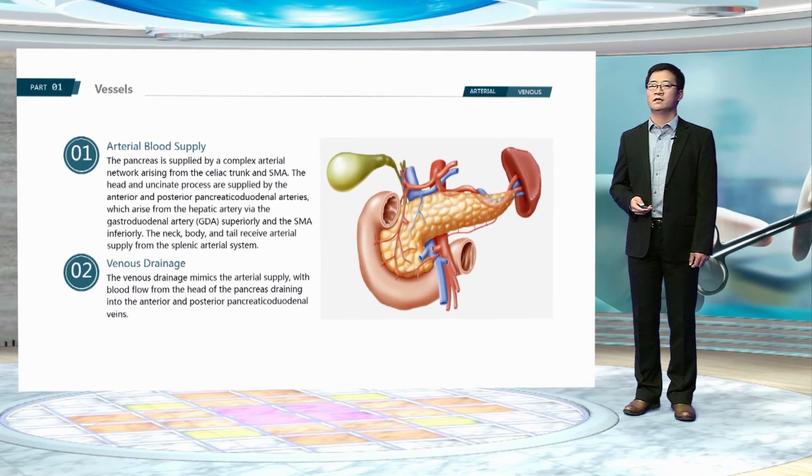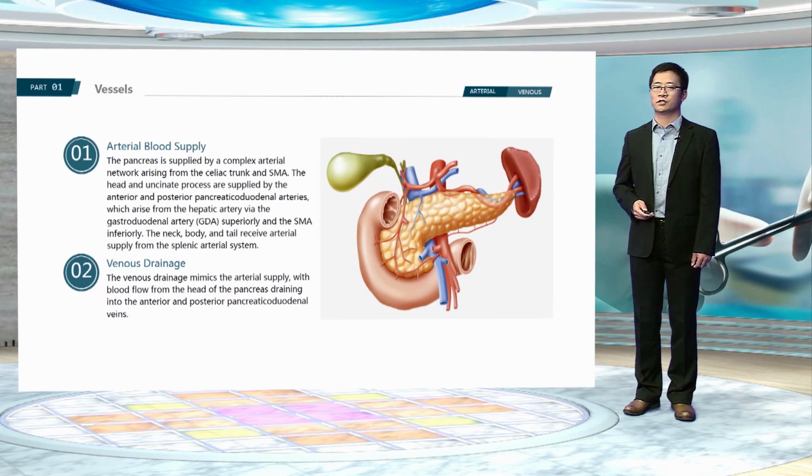Vessels supply. First, arterial blood supply. The pancreas is supplied by a complex arterial network arising from the celiac trunk and SMA. The head and uncinate process are supplied by the anterior and posterior pancreaticoduodenal arteries, which arise from the hepatic artery via the GDA, gastroduodenal artery, superiorly, and the SMA inferiorly. The neck, body, and tail receive arterial supply from the splenic artery system.